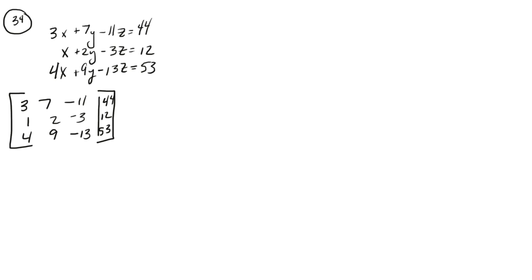So here's my augmented matrix. Now, I want a 1 up in the top corner. This does not have a 1 in the top corner, but what I'm allowed to do is switch rows. That's the first thing I'm going to do. I'm going to switch these 2 rows. So 1, 2, negative 3, 12. And we showed in class, it would just be the same thing as if I just switched these 2 equations. It doesn't change the answer in any way. It's just the way I wrote down the equations to start with. So 3, 7, negative 11, 44, 4, 9, negative 13, 53.